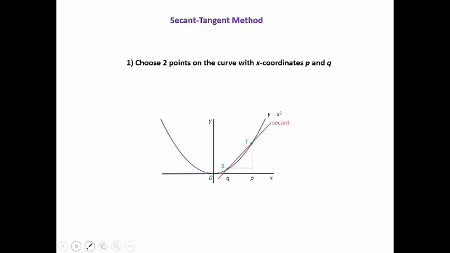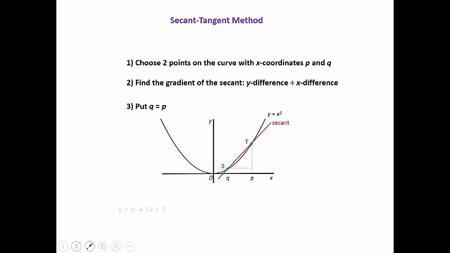So just to summarize, I've called this the secant tangent method, because we start with the secant and it turns into a tangent. And the idea is to choose 2 points on the curve with x-coordinates, say p and q. So in the example of y equals x squared, we chose s and t, and we then find the gradient of the secant by just doing the y difference divided by the x difference, and then we simply put q equal to p, and then put p equal to x, and that's it. And that will apply to all curves of the form y equals ax to the n.